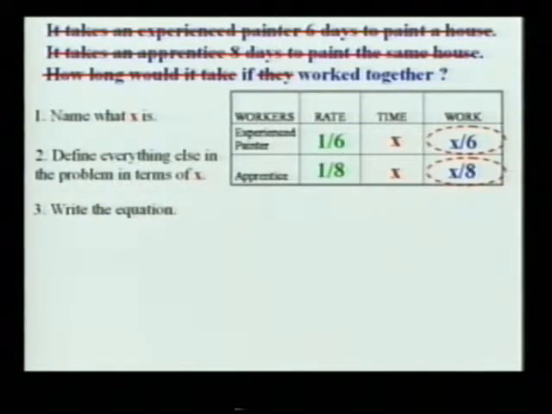Well, the amount of work that each did, the amount of work the experienced painter did, plus the amount of work the apprentice did, equals... Well, what do we do now? Remember what we did? Equals one house.